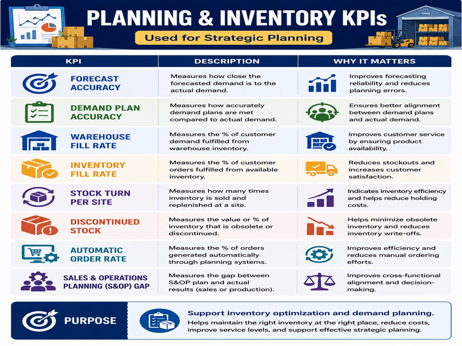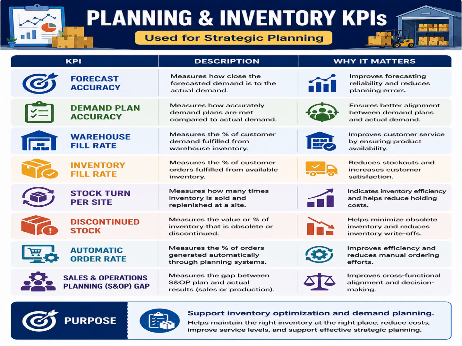Another critical component of supply chain performance mapping is planning and inventory because it supports strategic planning by ensuring that customer demand is accurately forecasted and inventory is maintained at optimal levels across the supply chain. Effective planning and inventory management help organizations balance product availability with inventory costs while improving operational efficiency.